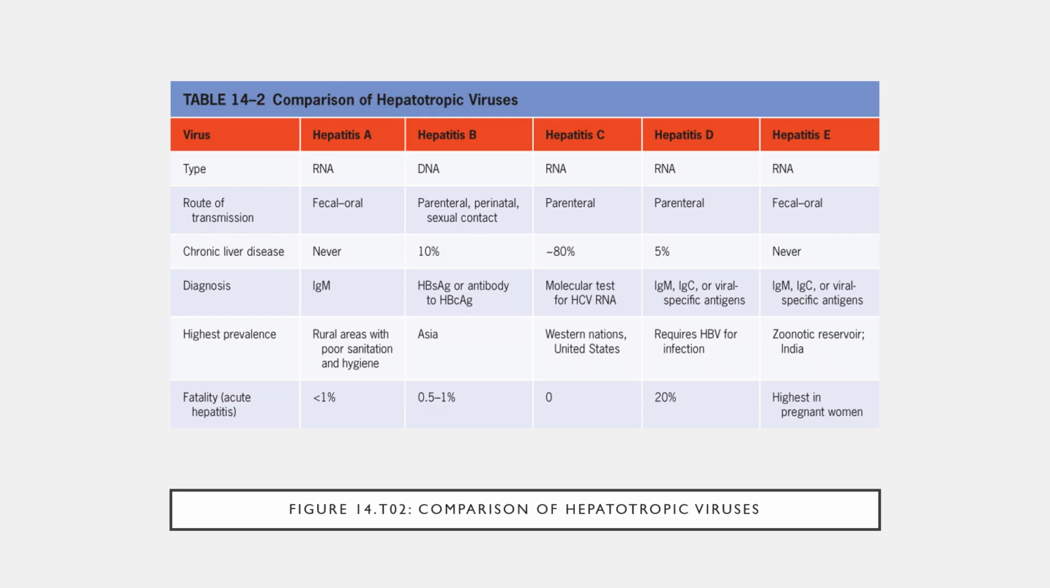A quick clinical pearl: Hep B is vaccine preventable. Hep D requires Hep B, so it's a biological hitchhiker. Hep C has high chronicity, and Hep E is particularly dangerous in pregnancy. Medicine loves exceptions. Hep E is one of them.